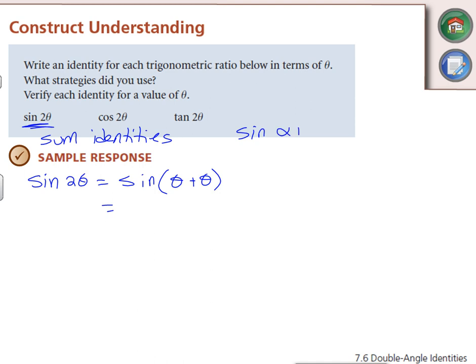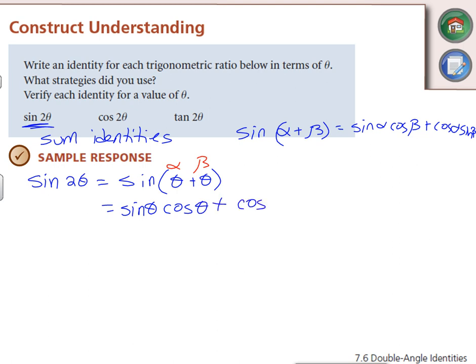That's meaning sine of alpha plus beta equals sine of alpha cos of beta plus cos of alpha sine of beta. Run out of room there. Sorry. Let's plug it into that formula. It's right on your formula sheet. We got alpha being theta and beta also being theta. Woo! Let's just slap it in there. Sine of theta, cos of theta, plus cos of theta, sine of theta.